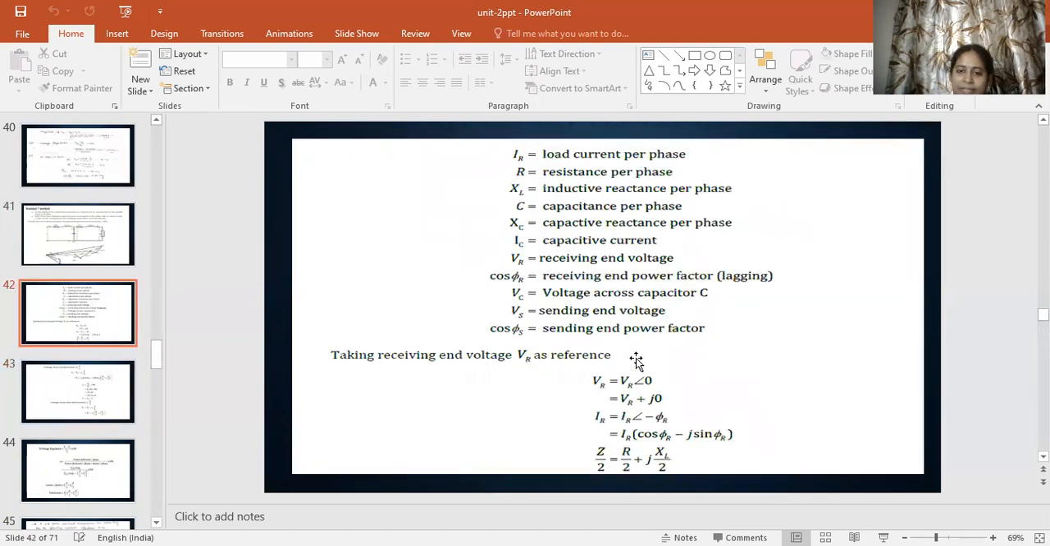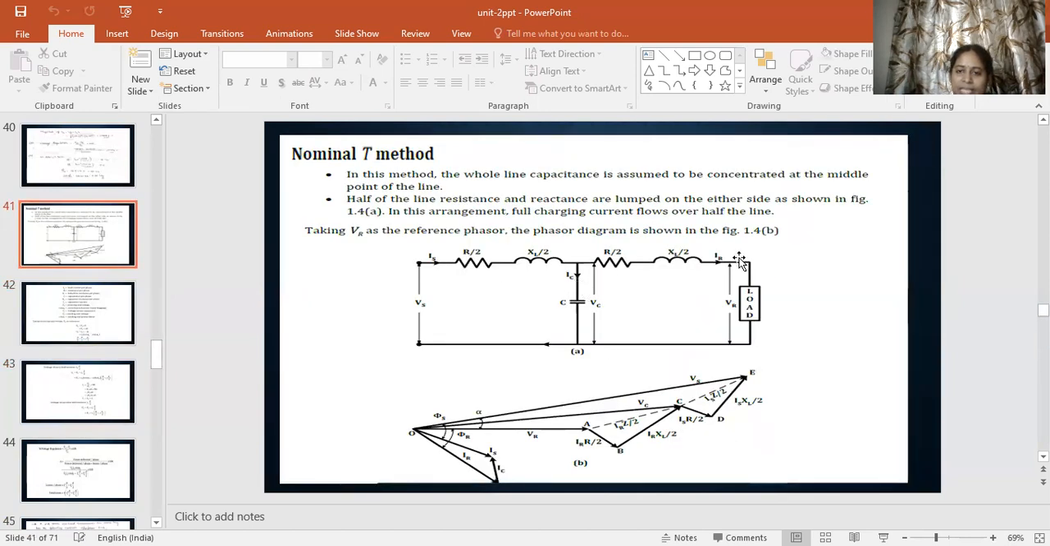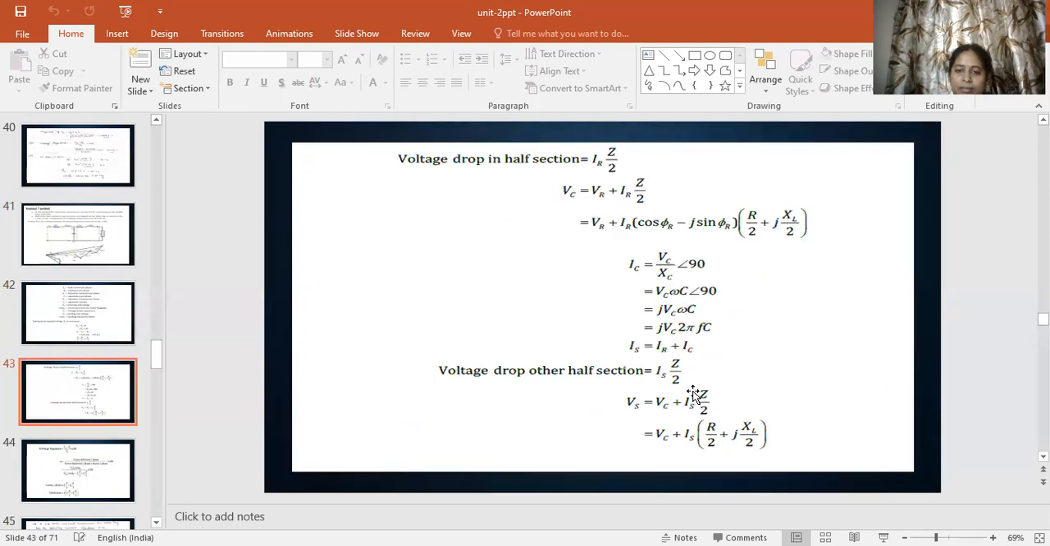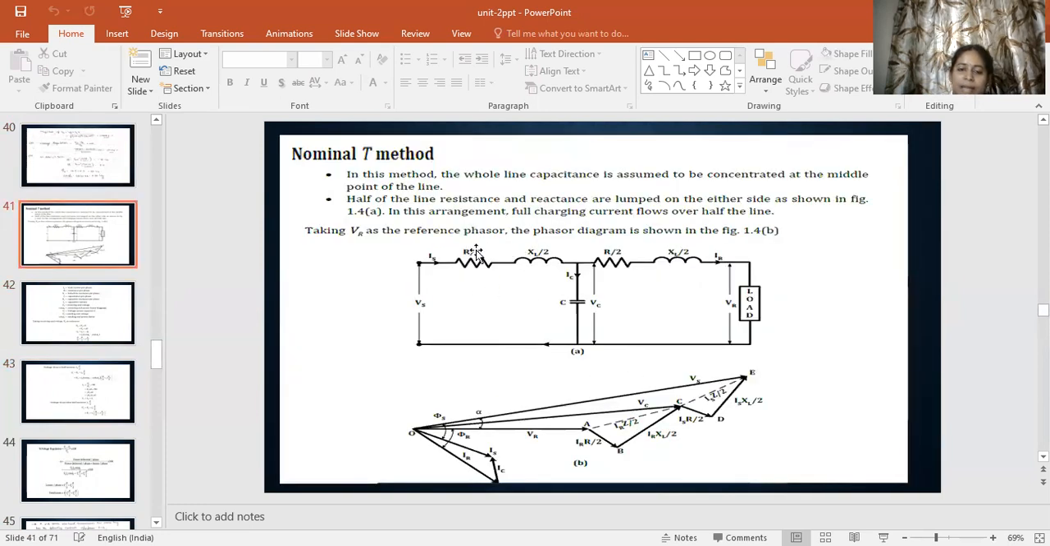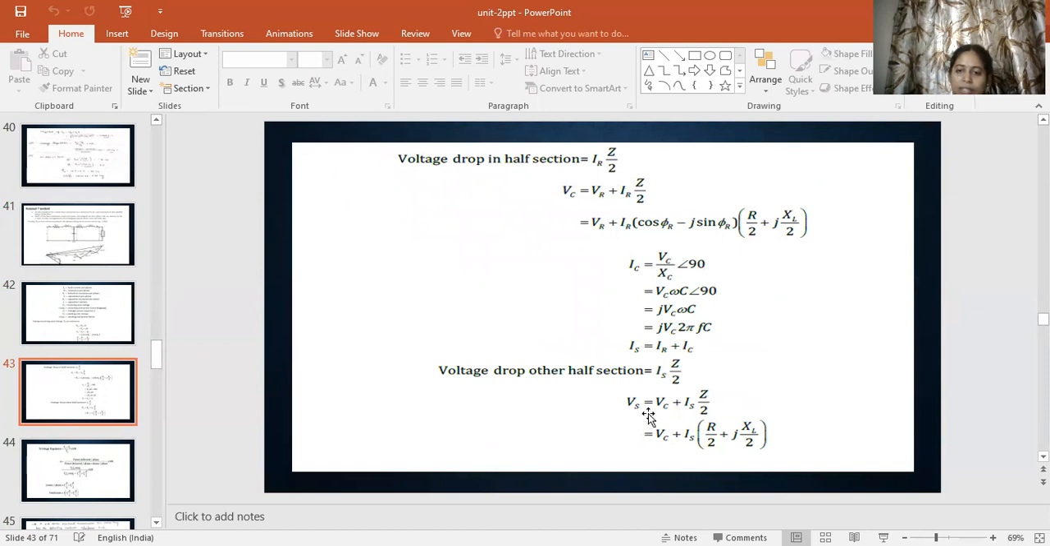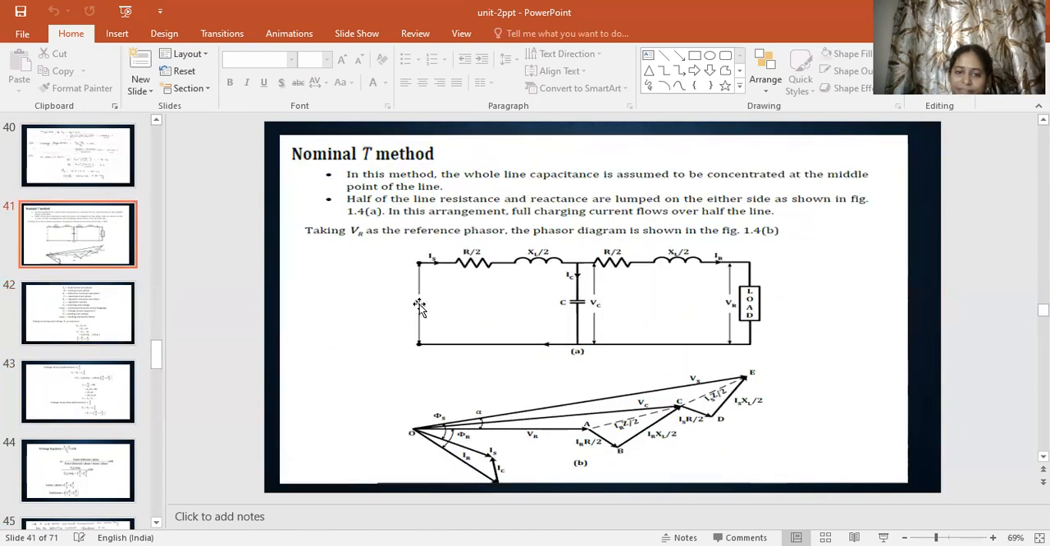And IS equal to IR plus IC. The sending end current IS, from the figure, is equal to IC plus IR. And the voltage drop for the half of the section is nothing but IS into Z by 2. This part, the voltage drop is nothing but IS into Z by 2. Vs equal to Vc plus Is into Z by 2. Vs equal to Vc plus drop, where the drop is nothing but Is into Z by 2.